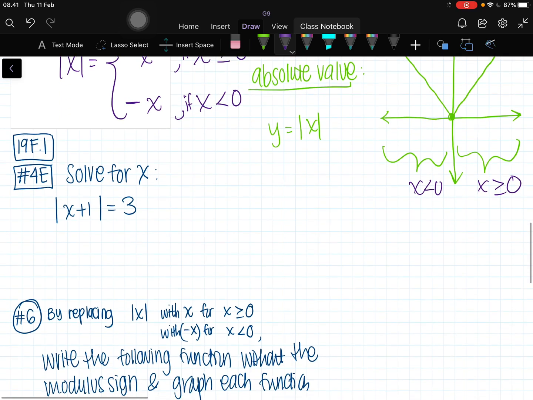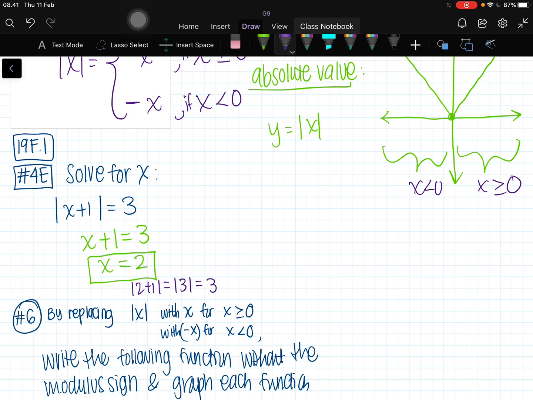Okay, so for E here, they're asking solve for x. So immediately, I know that you guys know this. Solving for x is easy. And then you get x equals 2, right? 2 plus 1 is 3. So you can even check it, like the absolute value of 3 is still 3, right? So that's good. But there's another value.